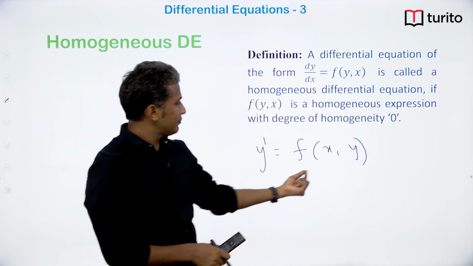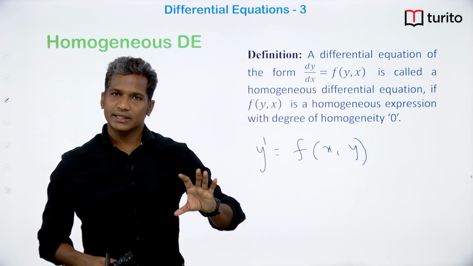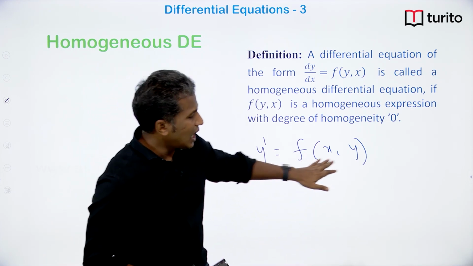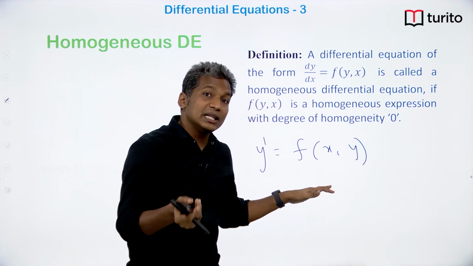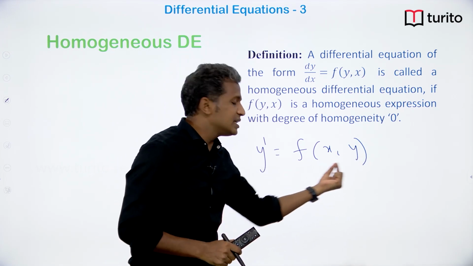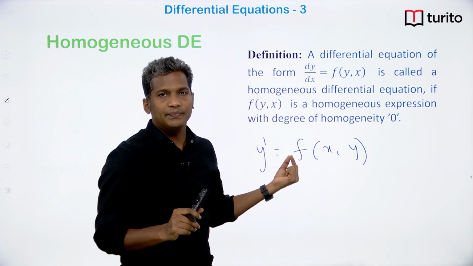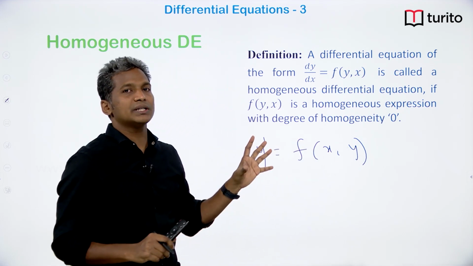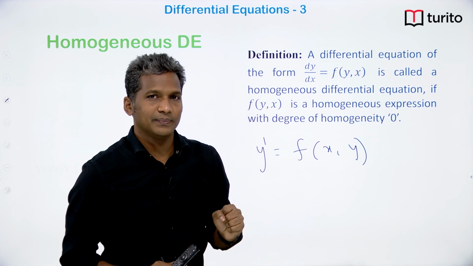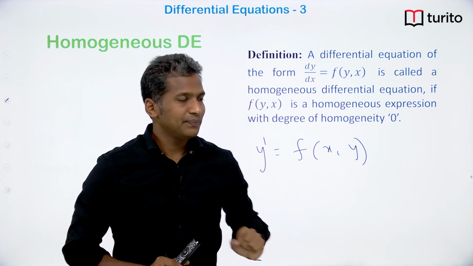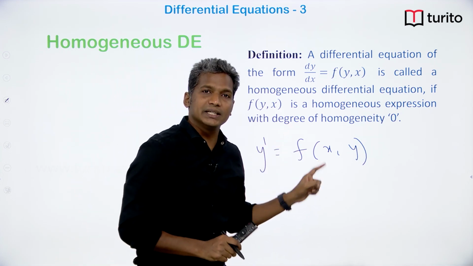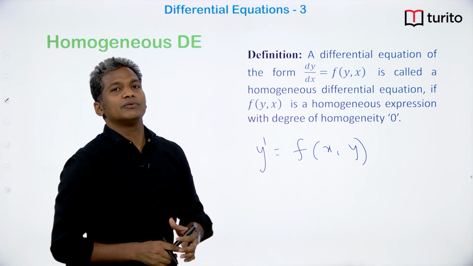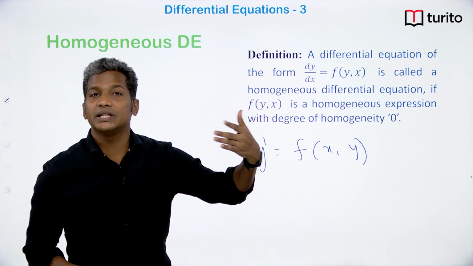Now, this expression will have both variables x and y. If the expression in the RHS is a homogeneous expression, then the equation is called a homogeneous differential equation. Not so fast, just wait. There is a condition. The condition is that the degree of homogeneity of the RHS must be 0.